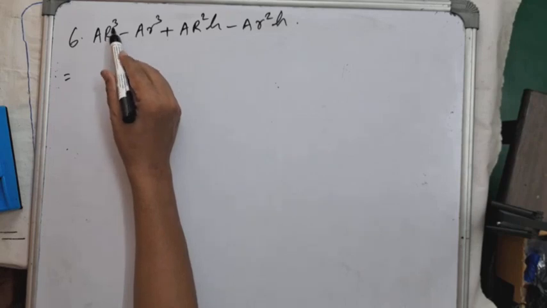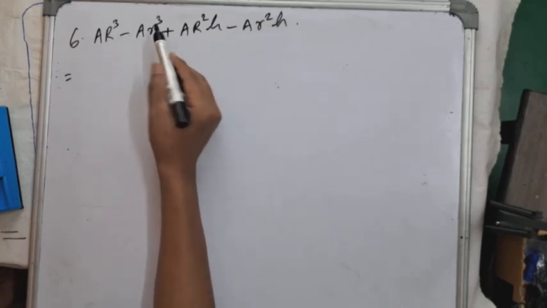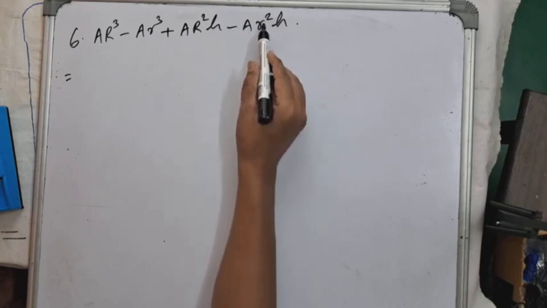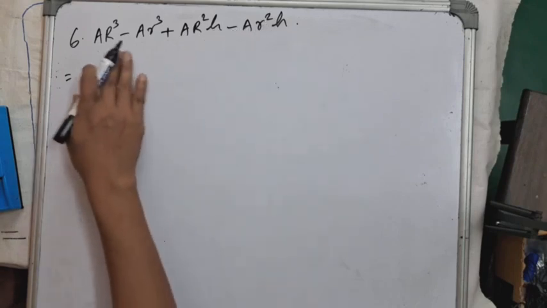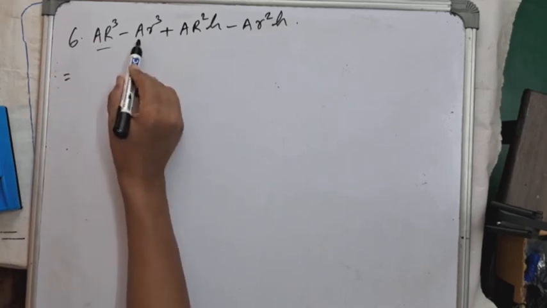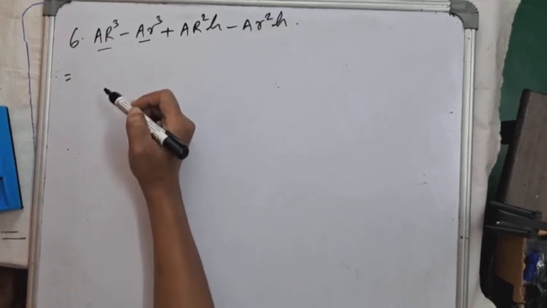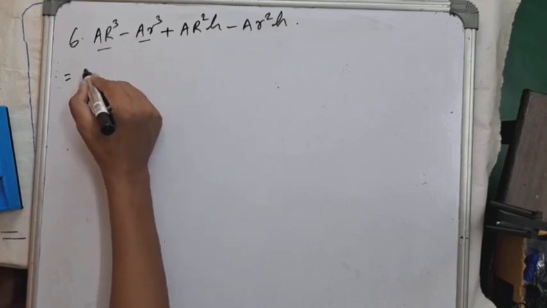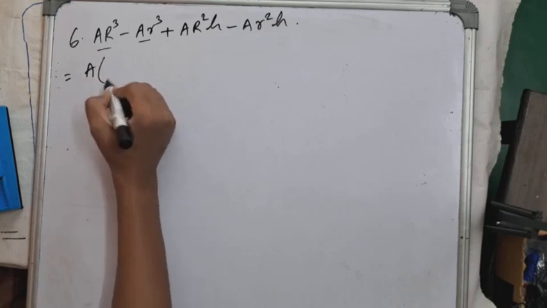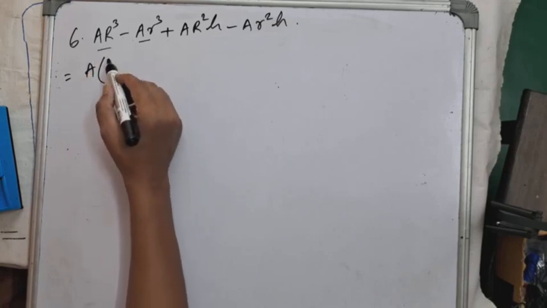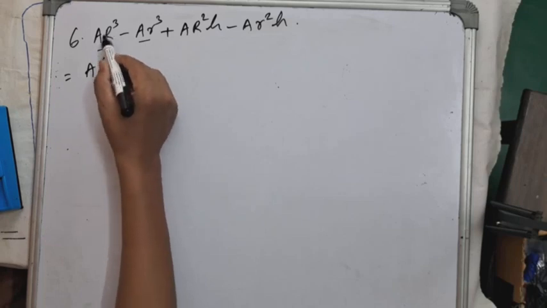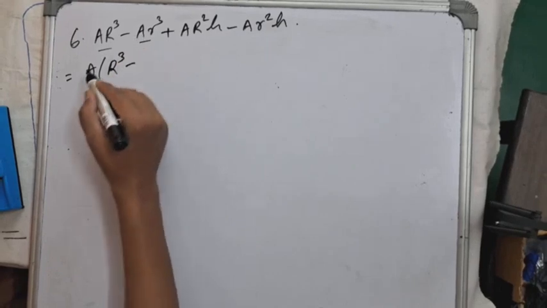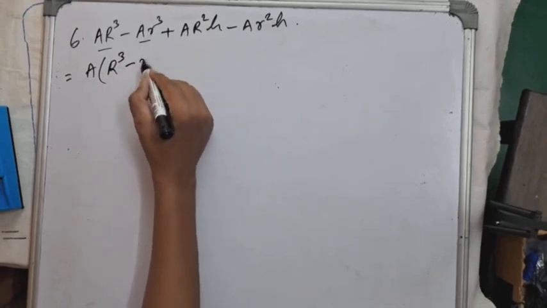Capital A capital R cube minus capital A small r cube plus capital A capital R square small h minus capital A small r square small h. So what we can say is from these two terms we can see A is common. This A and this A are in both the terms, so we can take A as common. From the first two terms, A is taken common, so within the bracket this capital R cube will remain, minus this capital A is taken as common, this small r cube will remain within the bracket.